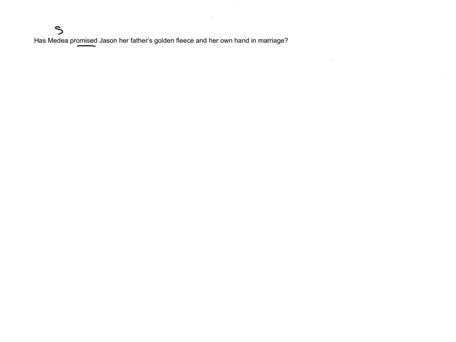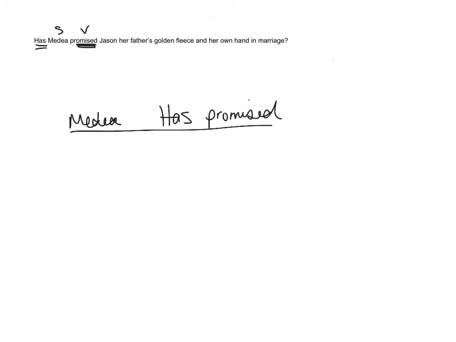Medea. So there's going to be my subject and my verb, but remember when we ask a question, the helping verb often goes up front. So what we have is Medea has promised. Okay, so I know that much of my main idea line. What did she promise? Well, she promised the fleece, and she promised, now it's easy to say she promised marriage, but take a look at this.